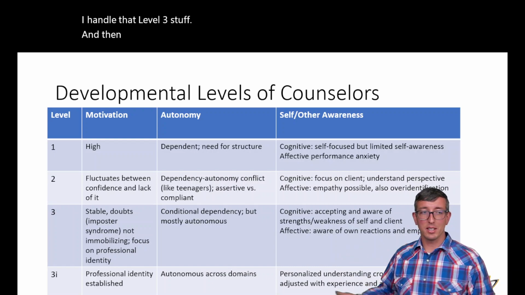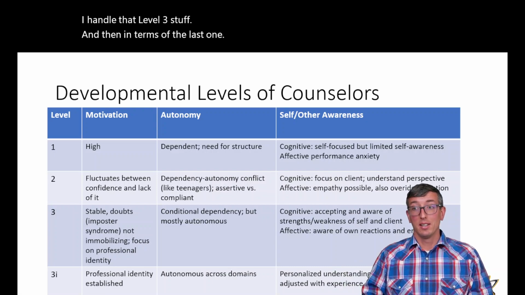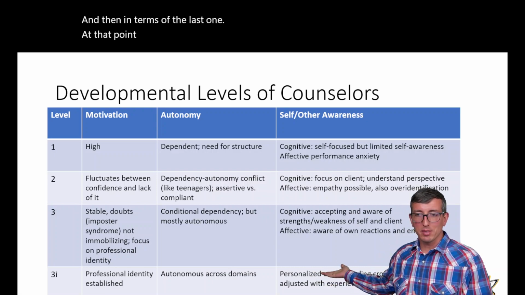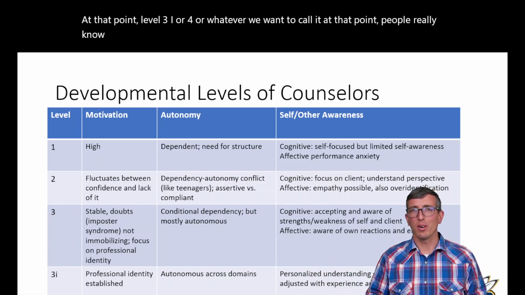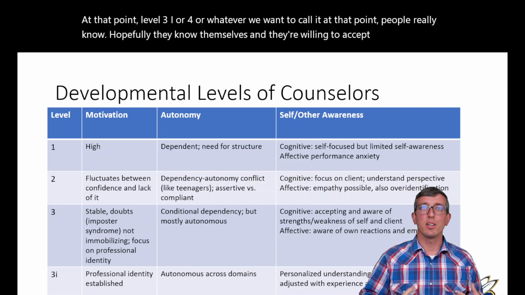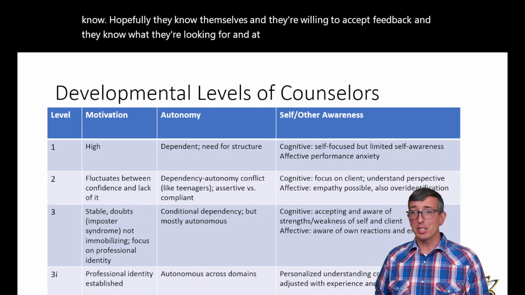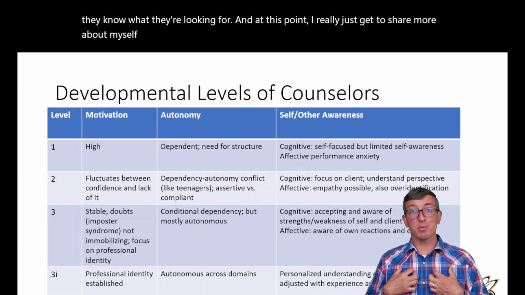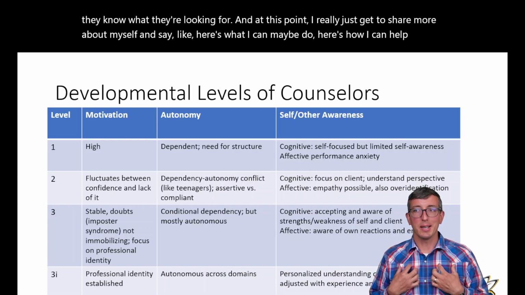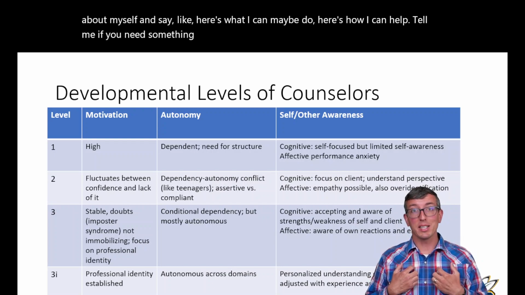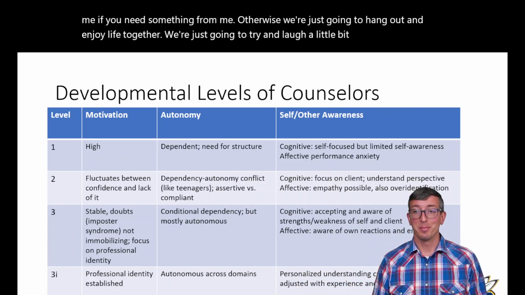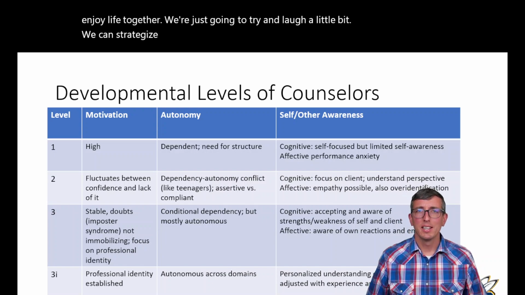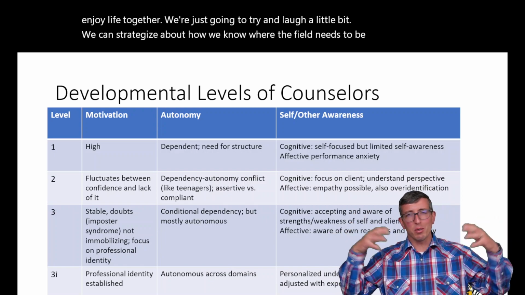And then in terms of the last one, level 3.5 or 4, whatever we want to call it, at that point, hopefully people know themselves and they're willing to accept feedback and they know what they're looking for. At this point, I really just get to share more about myself and say, here's what I can maybe do. Here's how I can help. Tell me if you need something from me. Otherwise, we're just going to hang out and enjoy life together. We're just going to try to laugh a little bit. We can strategize about where the field needs to be and where it's going and all this kind of stuff.